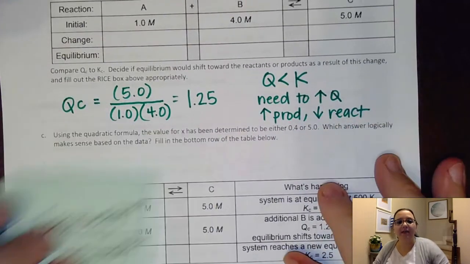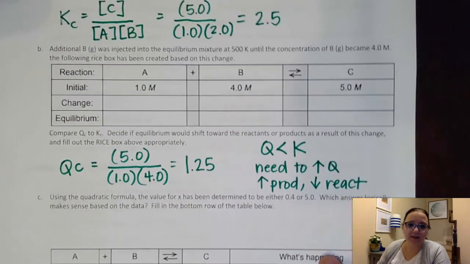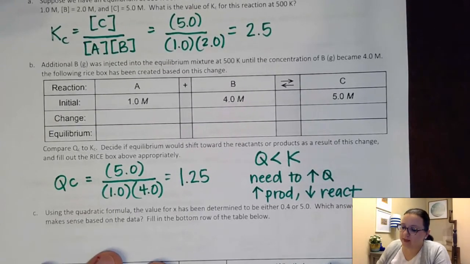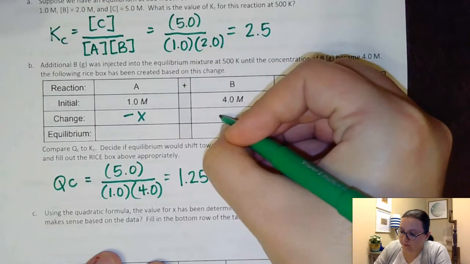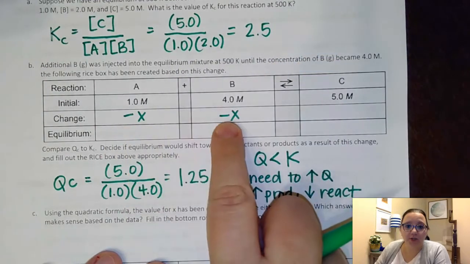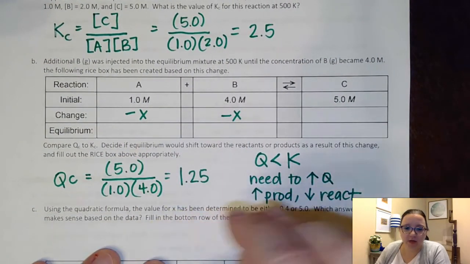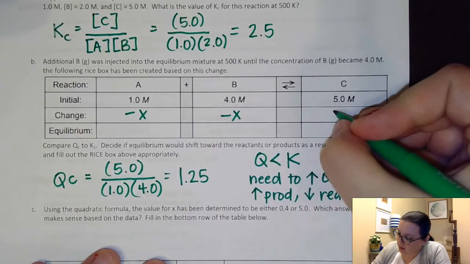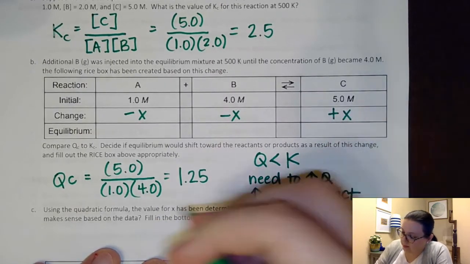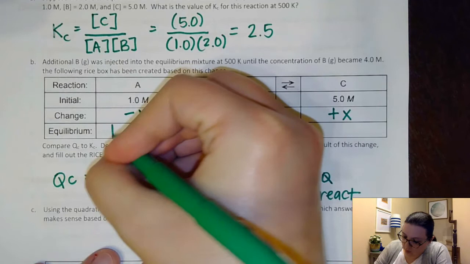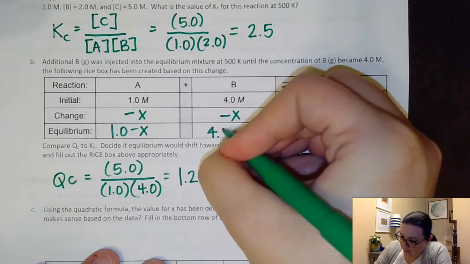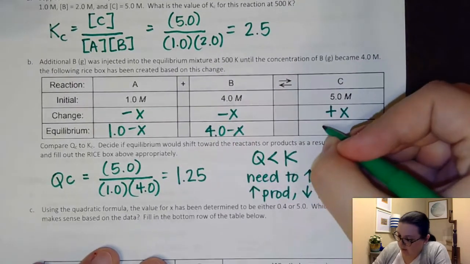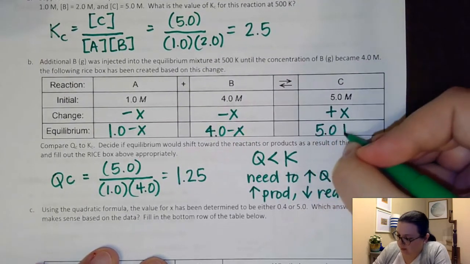So if I think about that now in our infamous RICE table here, what that would mean is that both A and B are going to go down by some value of X. And again, it's a 1-to-1 ratio here, so I don't have to put 2x or 3x or anything like that. C is going to go up by X. And so at equilibrium, I would have 1.0 minus X, 4.0 minus X, and 5.0 plus X.